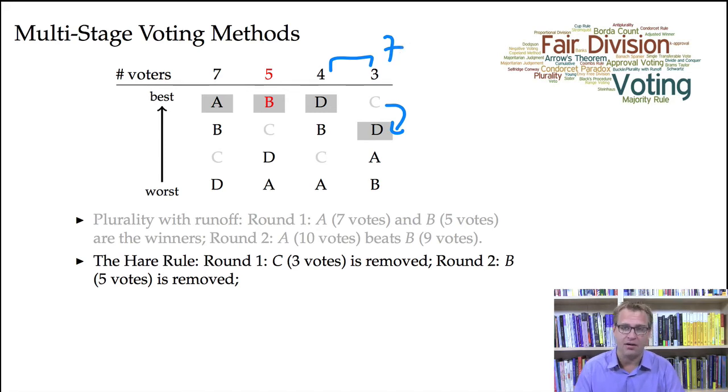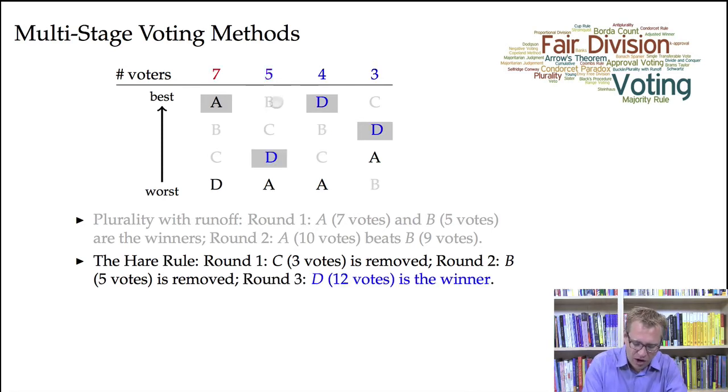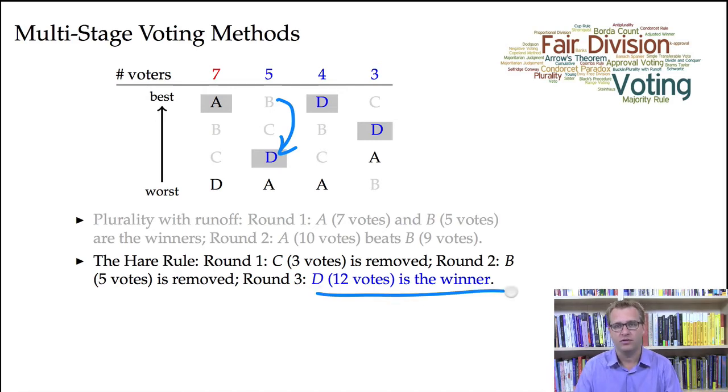But D and A are tied, so we're going to remove B from consideration, and B's votes are going to be transferred to candidate D, at least in the second column. And then finally in this last round, because only 2 candidates are left, one of them will receive an absolute majority. And in this case, D is declared the winner with 12 votes.